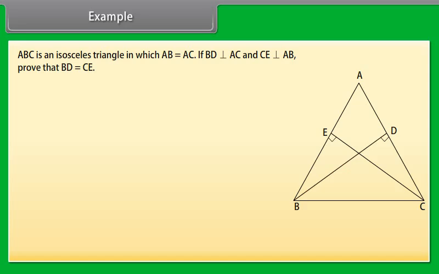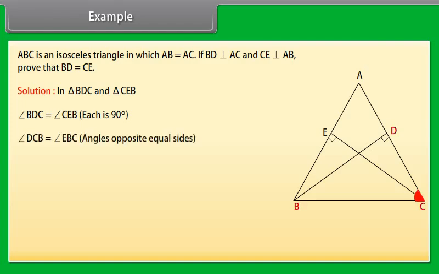ABC is an isosceles triangle in which AB is equal to AC. If BD is perpendicular on AC and CE is perpendicular on AB, prove that BD is equal to CE. Solution: in triangle BDC and triangle CEB, angle BDC is equal to angle CEB because each angle is 90 degrees. Angle DCB is equal to angle EBC because angles opposite equal sides of a triangle are equal, and BC is equal to CB because they are common. Therefore, triangle BDC is congruent to triangle CEB by AAS. Hence, BD is equal to CE.